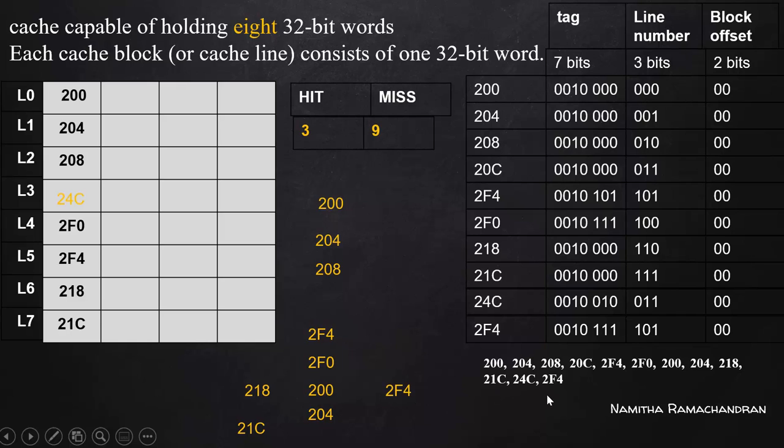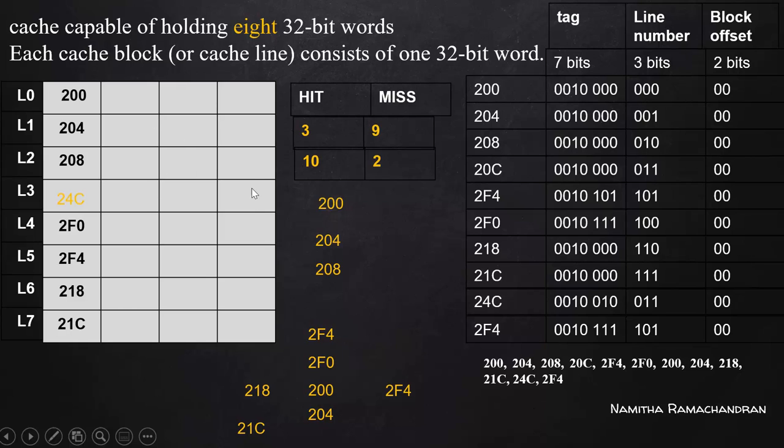Next is 2F4 which is available here. So how many cache hits? Total 10 hits and 2 misses. The same pattern that we have seen in pass 1 is repeated in pass 2 and pass 3, because we are asked to repeat the sequence of memory access 4 times.